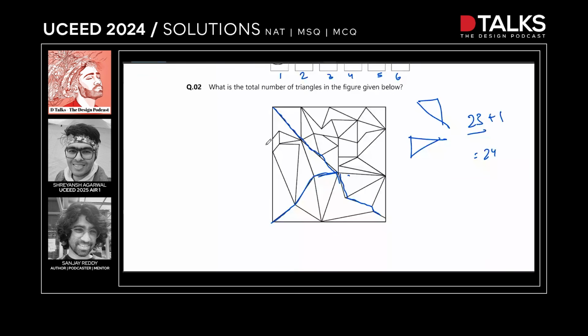And then I would write the number of triangles in each of these three parts separately, and then count them. And that's how I got the answer 24.